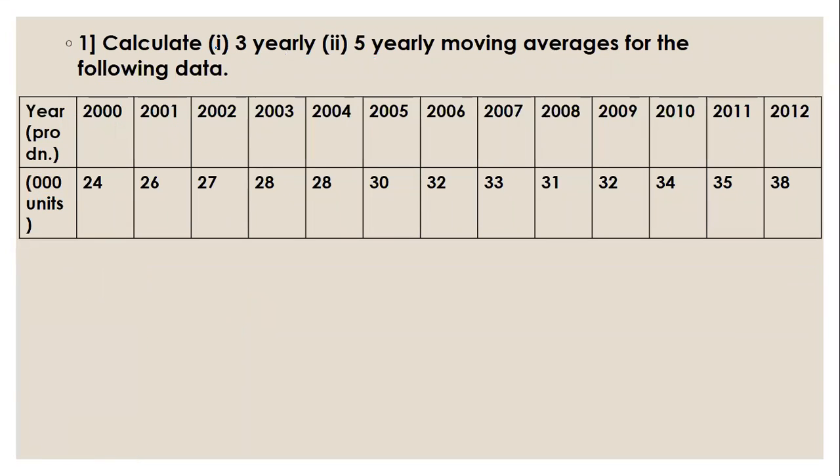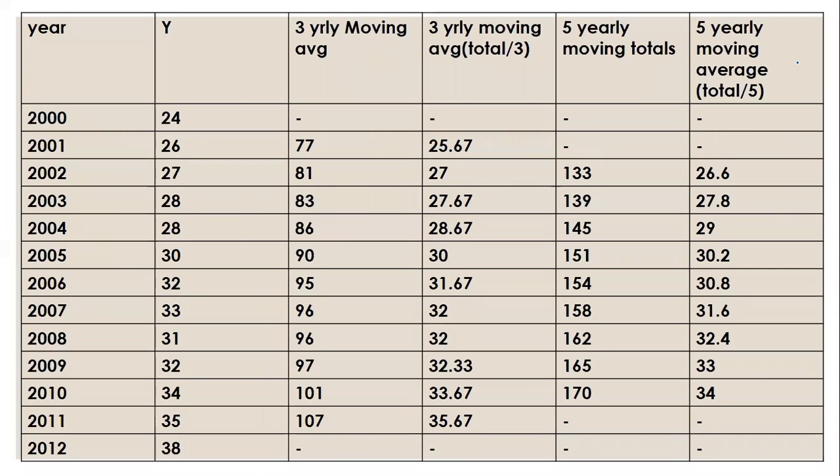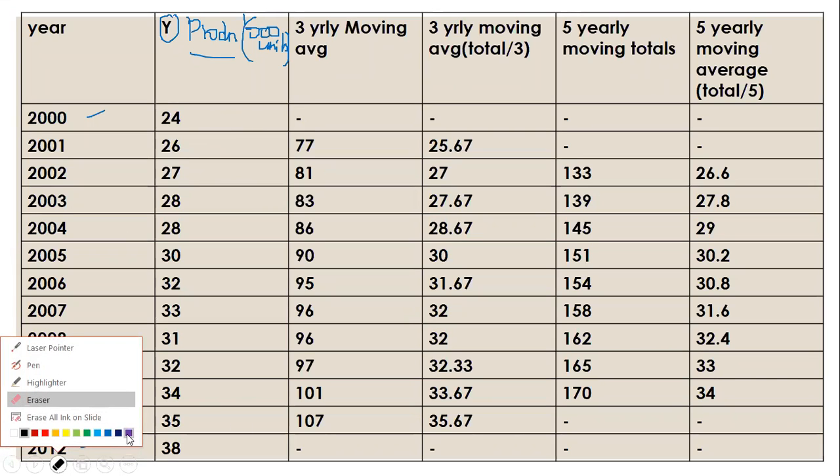Now, let us first calculate the 3-yearly moving averages for this question. Here is the solution. First, write down the years from 2000 to 2012. Then write down the variable, that is the production, which will be the y. Y is nothing but the production data given to us, which is in 000 units. No need to write 00 everywhere, so instead they have written it only once. Now the actual procedure starts, so listen carefully.